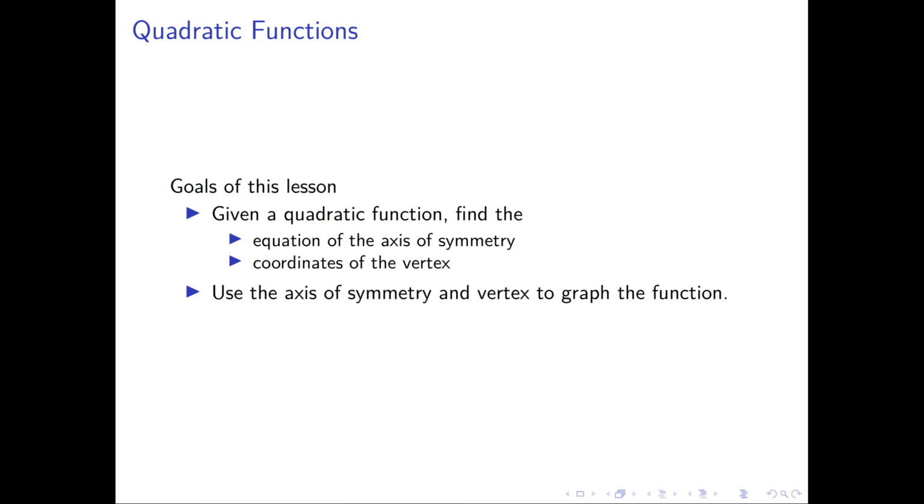In this lesson, we're going to learn about quadratic functions and specifically how to find the equation of the axis of symmetry, how to find the coordinates of the vertex, and how to use the axis of symmetry and the vertex to graph the function.